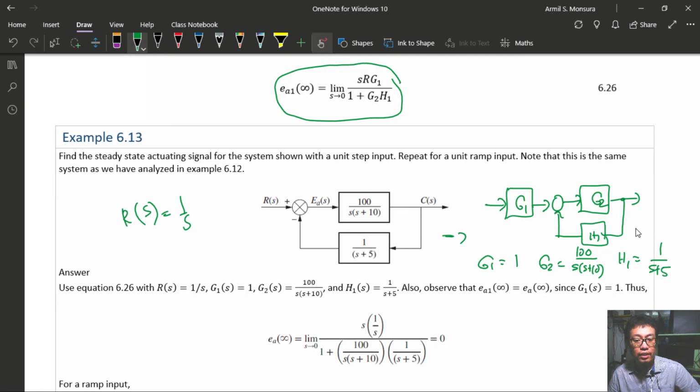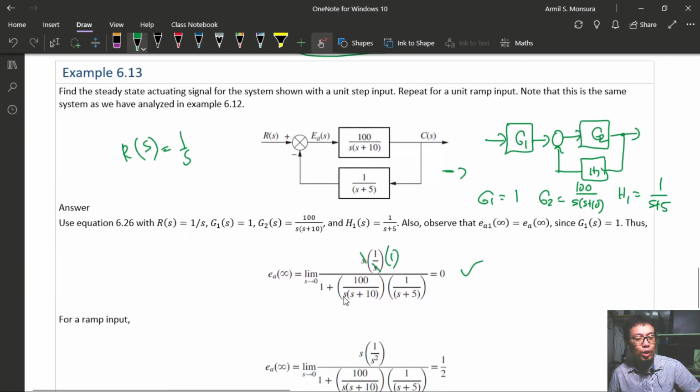So when we substitute these things dun sa ating 6.26, you would have this. Okay, so S times R is 1 over S times 1 for your G1 over 1 plus 100 over S times S plus 10, that's your G2, times 1 over S plus 5, that's your H1. Okay, so we first divide this two, okay, para maging 1 sila sa numerator. Tapos tsaka tayo mag-compute ng limit.